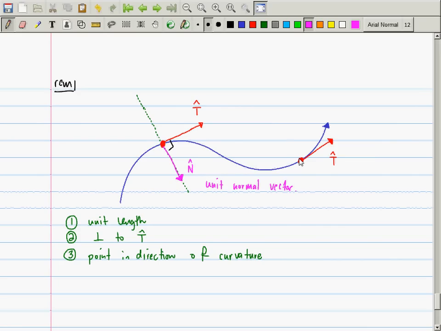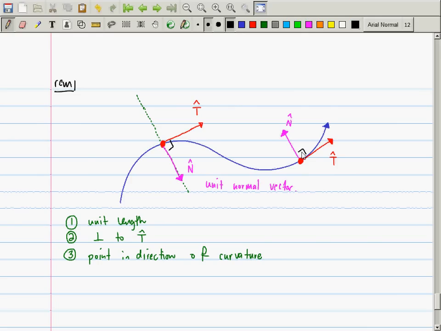Yes, you have a question? That's a good question. We're going to get to that in just a second. Notice the same requirement is the same exact thing as the unit tangent. We say the tangent has to be pointing in the direction of motion. What if there's no motion? Then there's no unit tangent. Similarly, we just said the normal has to point in the direction of curvature. What if there's no curvature? Then there is no unit normal. Okay, we'll see that in just a second.